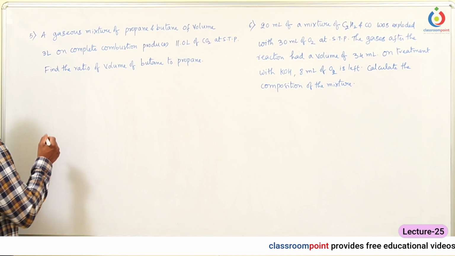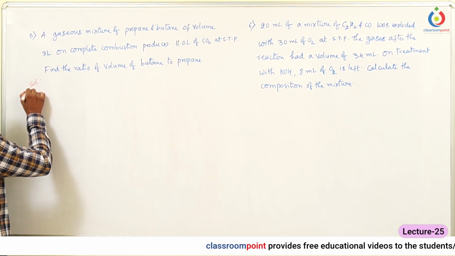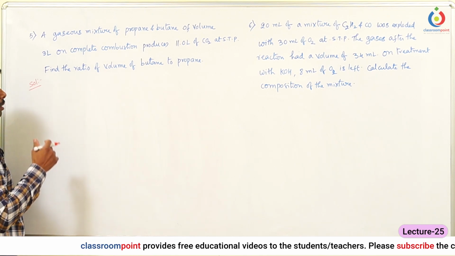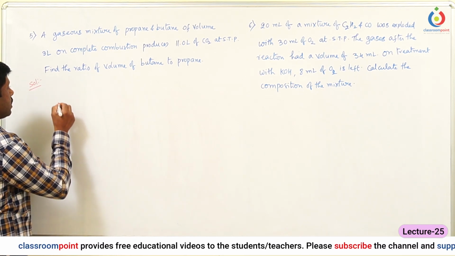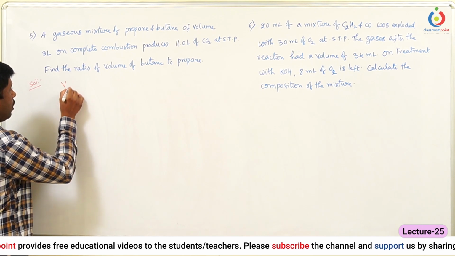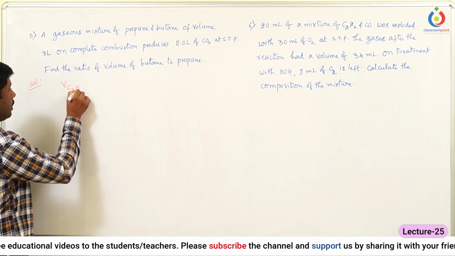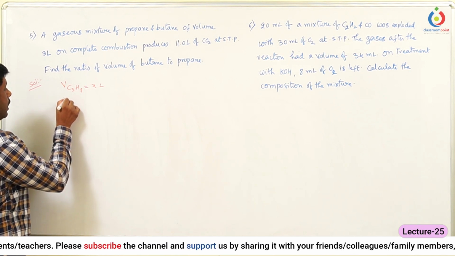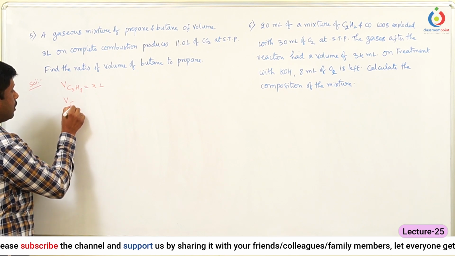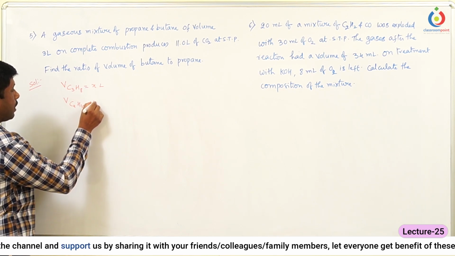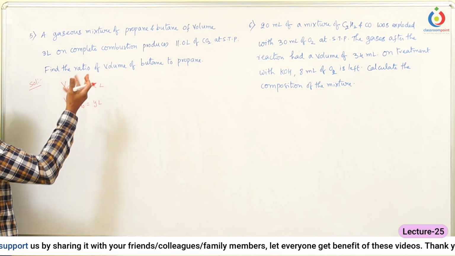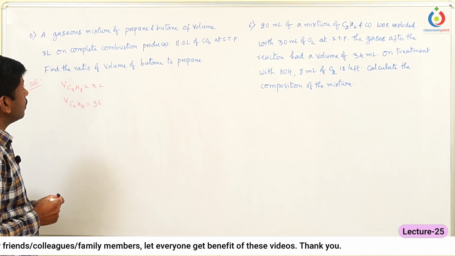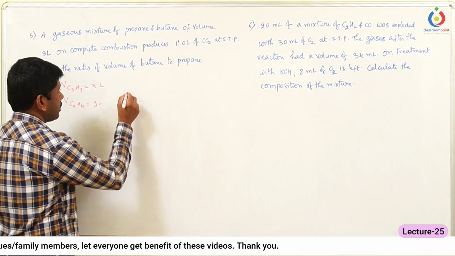So let us see the solution here. As we don't know the volumes of both propane and butane independently, let us consider that the volume of propane C3H8 is equal to X liters, whereas the volume of butane C4H10 I am considering as Y liters. It is equal to 3 minus X, so we also get the Y liters here. So now let us see the complete combustion reactions of both of these.